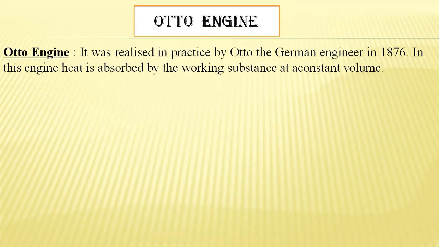Now, let us understand what is the construction and working of Otto engine. Otto engine was realized in practice by Otto, the German engineer, in 1876. In this engine, heat is absorbed by the working substance at constant volume. Remember this. In the case of the Otto engine, the working substance absorbs the heat at a constant volume.